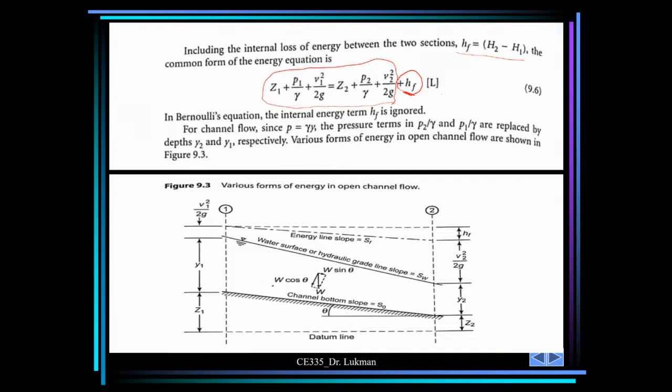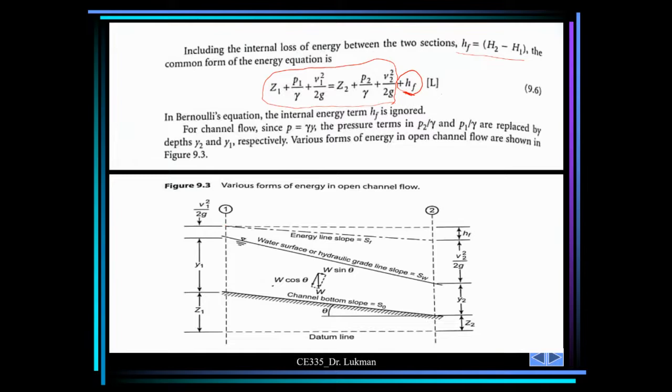The various forms of energy in open channel flow are shown in the figure below. We have two sections depicting all the various terms in the energy equation. You have the velocity head, which is V squared over 2g, the elevation head, and the pressure head. The total gives the energy of the fluid, because as fluid is flowing, it has energy pushing it, given by the summation of these terms.